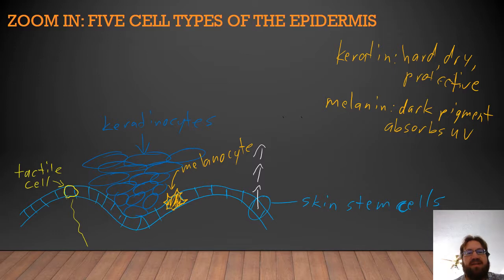Okay, and so melanocytes make melanin, keratinocytes make keratin. Most of the cells, probably 99% of the cells in your skin, are keratinocytes. And what happens is the melanocytes make little beads, little vesicles of pigment that they release into the spaces between the keratinocytes. And as the keratinocytes move their way up toward the surface of the skin, they take in that pigment melanin, and that's what gives your skin its color.